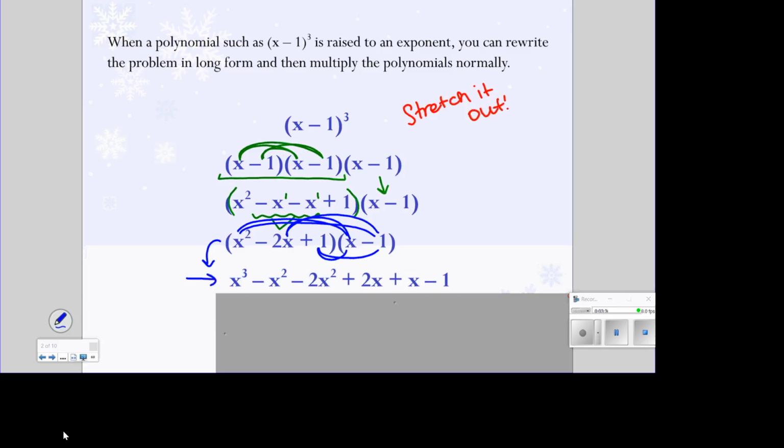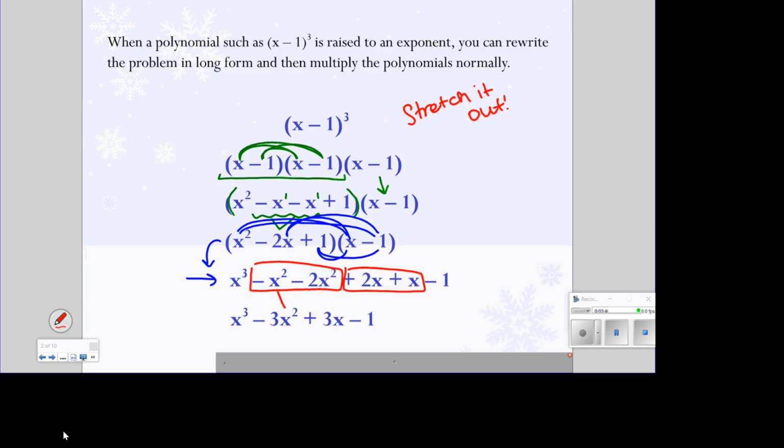Finally, the last step in these types of problems is to combine your like terms. So the x squared terms will combine and the x to the first terms will combine to give a negative 3x squared and a positive 3x to the first. This is your final expression for x minus 1 cubed. So the big takeaway is that you have to stretch these out.